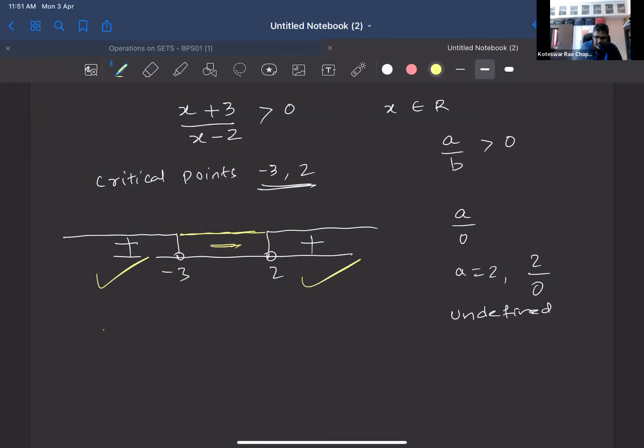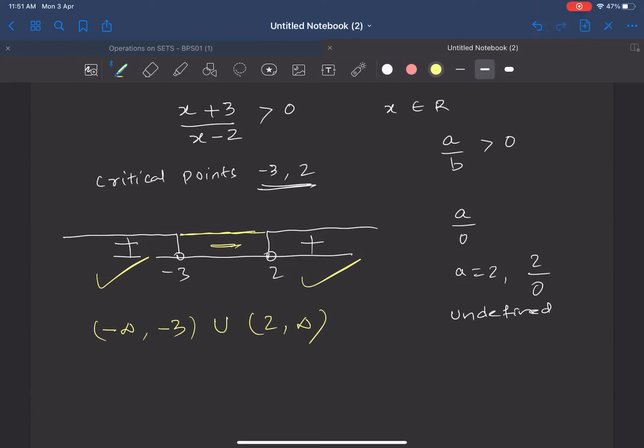So you can say minus infinity to minus 3, but is minus 3 included? No. And then union, you can do 2 to infinity. You're getting it? Are you okay? Yes, sir, I got it.